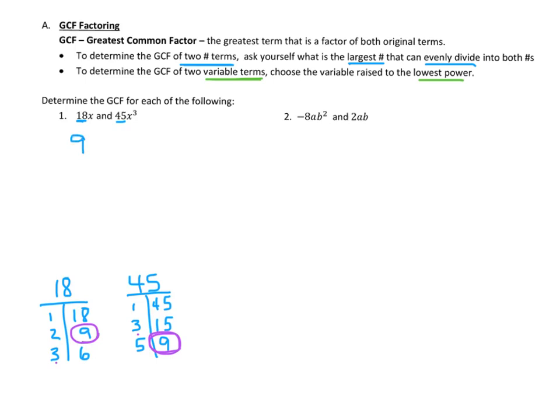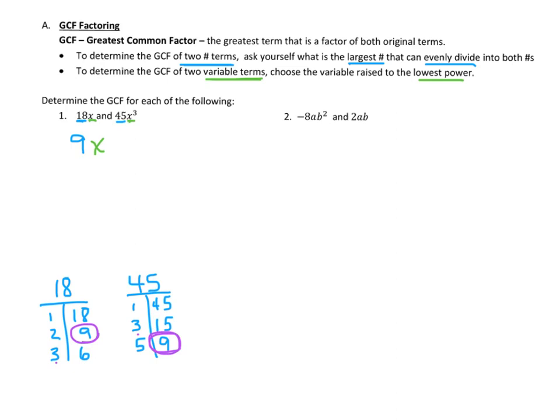Okay, now we want to compare the variables. So my variable terms are the x and the x cubed. Okay, and so between the x and the x cubed, the rule is to take the lowest power. So I would only take out the x. So 9x is the GCF for that first example.